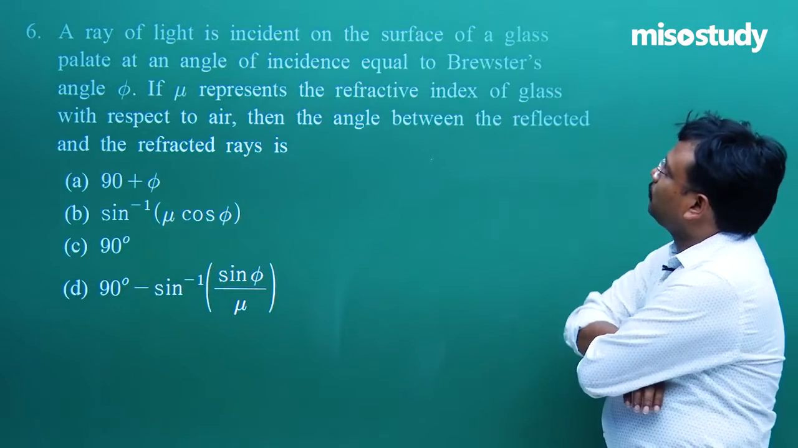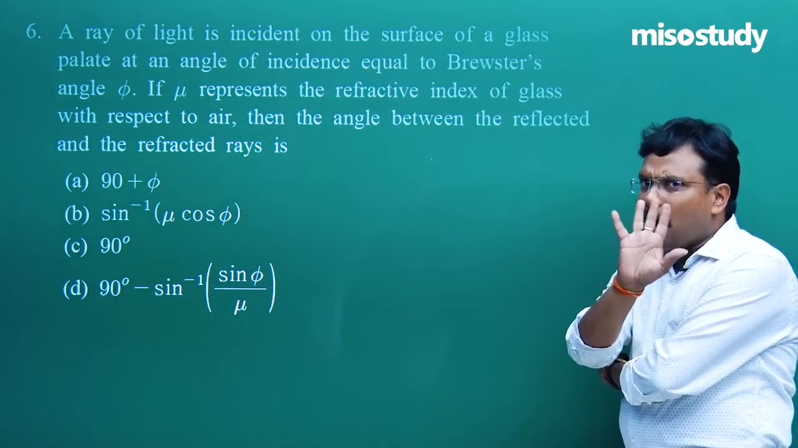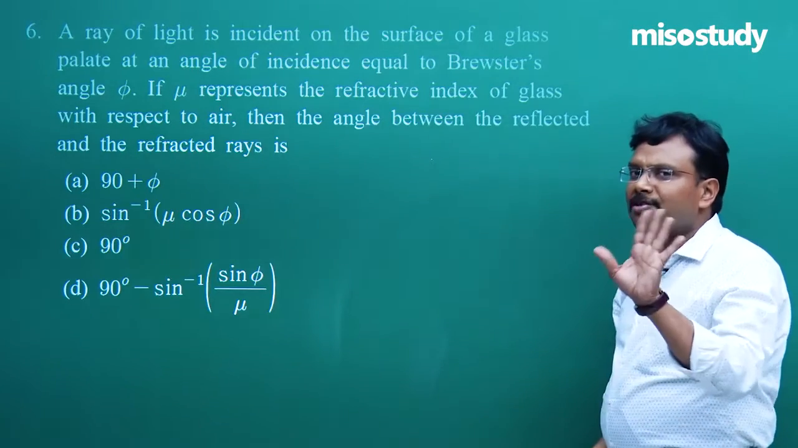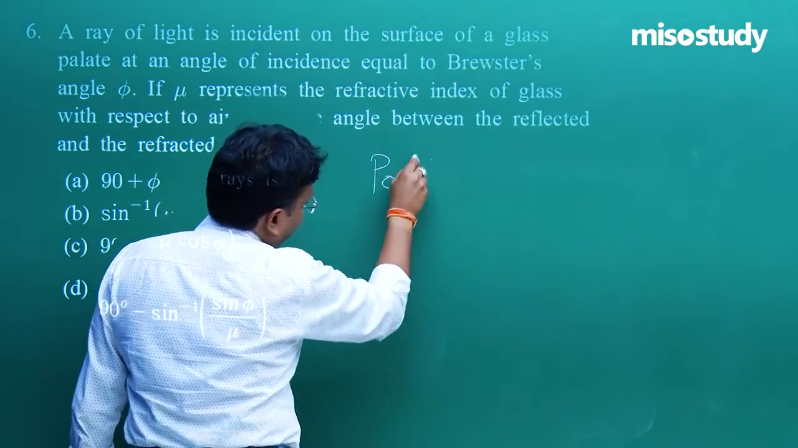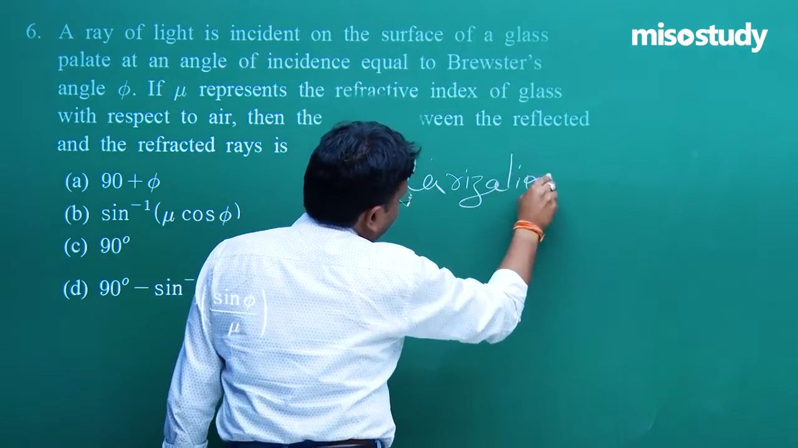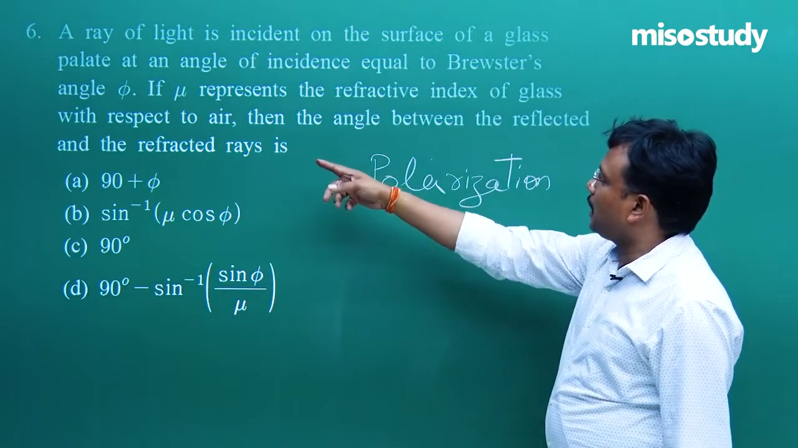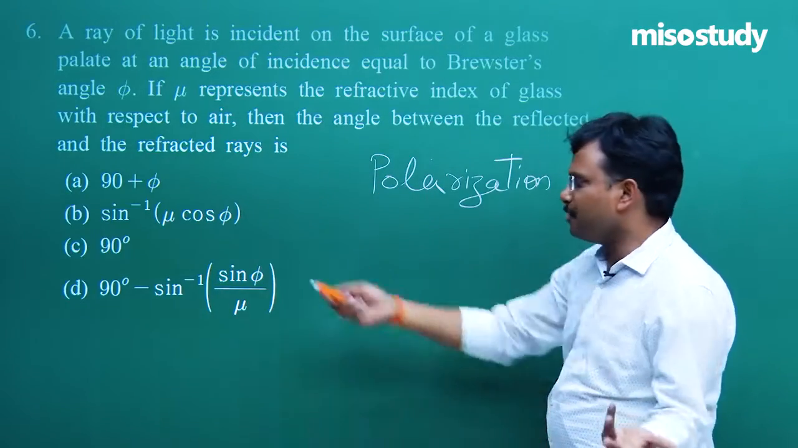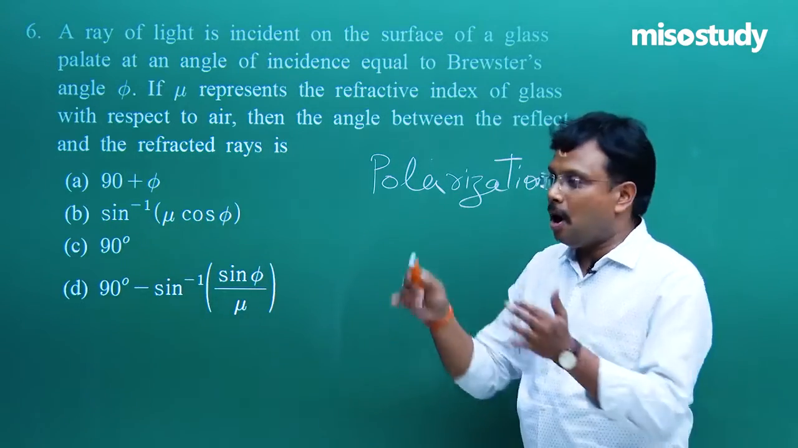A ray of light is incident on the surface of a glass plate at an angle of incidence equal to Brewster angle. Now I hope this term itself will give you the clarity that this question is simply from the phenomenon of polarization. Nothing else, nothing more. If mu represents the refractive index of glass with respect to air, then the angle between the reflected and the refracted ray is simply 90 degree, using Malus law.